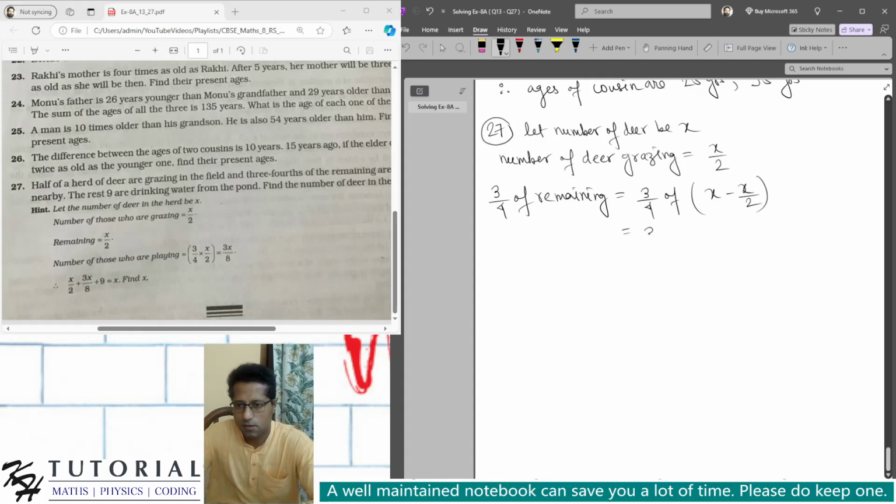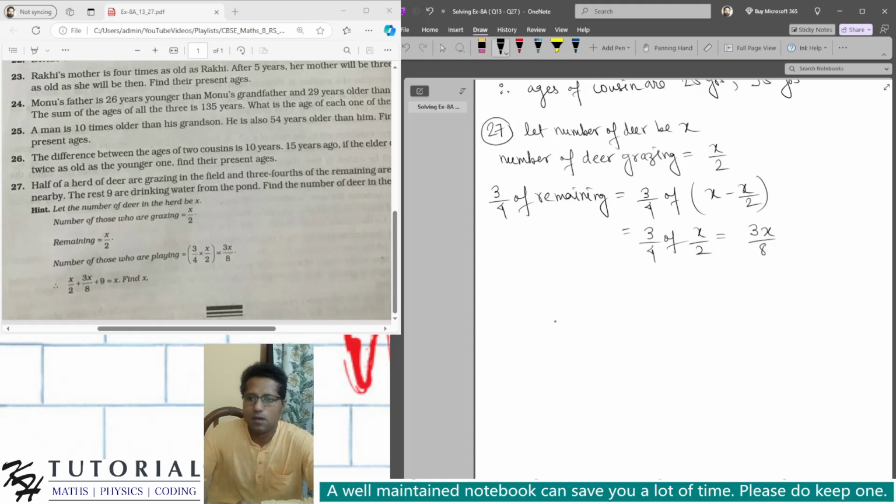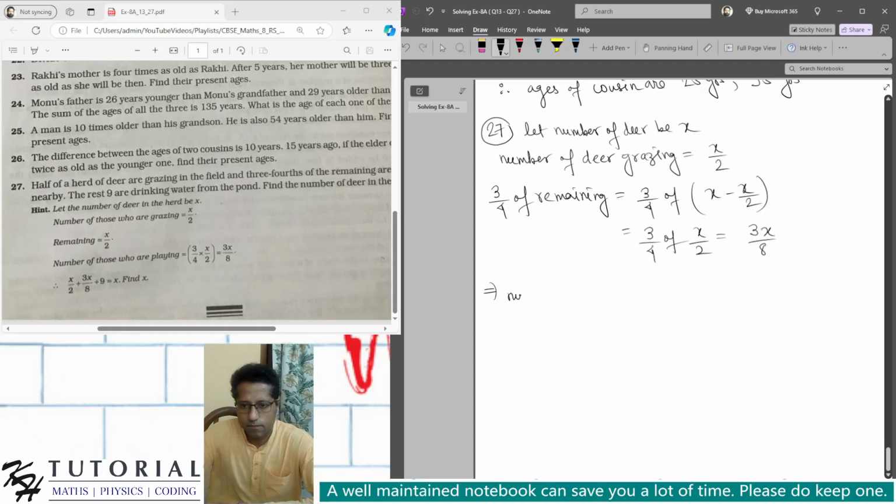So this is 3 by 4 of (x minus x by 2), which is x by 2. This is equal to 3x by 8. 3 by 4 of x by 2 means 3 by 4 multiplied by x by 2, which is 3x by 8. So this is 3/4 of the remaining. This implies the number of deer playing is equal to 3x by 8.